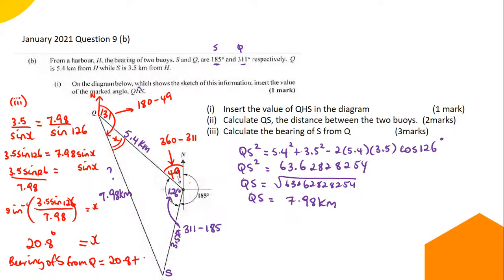And you have to add that to the 131 degrees. When you add these two values, you are going to get 151.8 degrees. All right? Easy. Basically, all the questions are pretty similar. All right? So let's see what we have next.